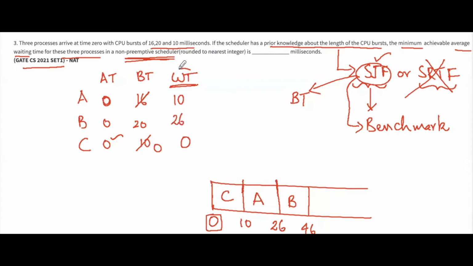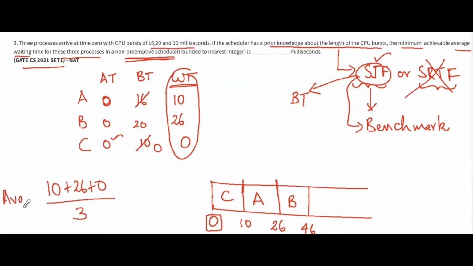Now I have got the waiting time of the individual processes, but they are asking the average waiting time, right? So average waiting time is 10 plus 26 plus 0 divided by 3. This will be my average waiting time of the SJF algorithm, right? So 36 divided by 3. So it is 12 milliseconds. So my answer will be 12 milliseconds here.